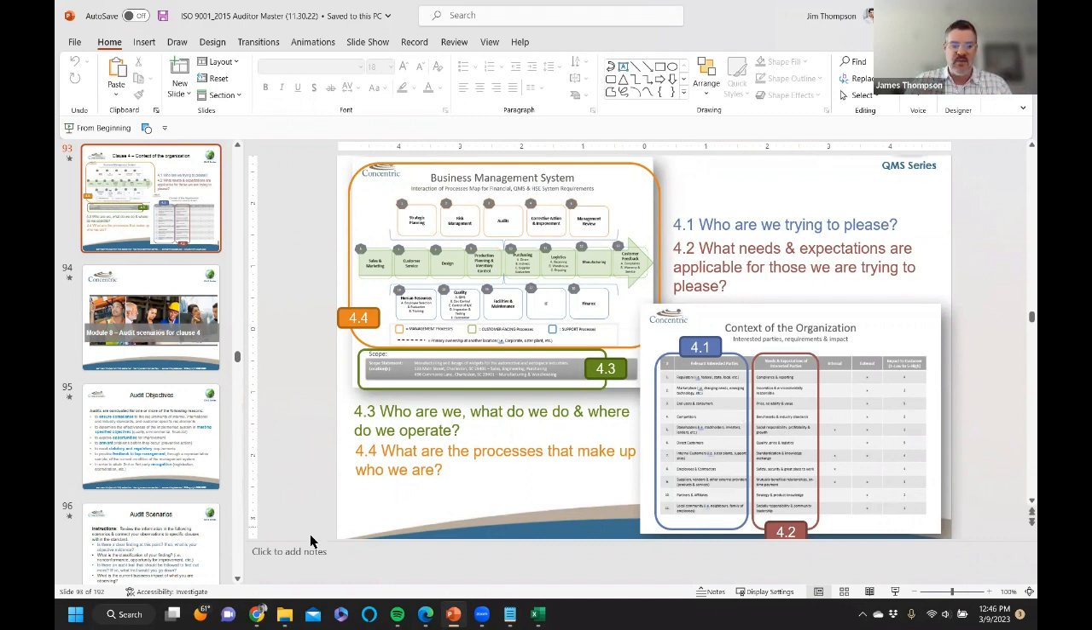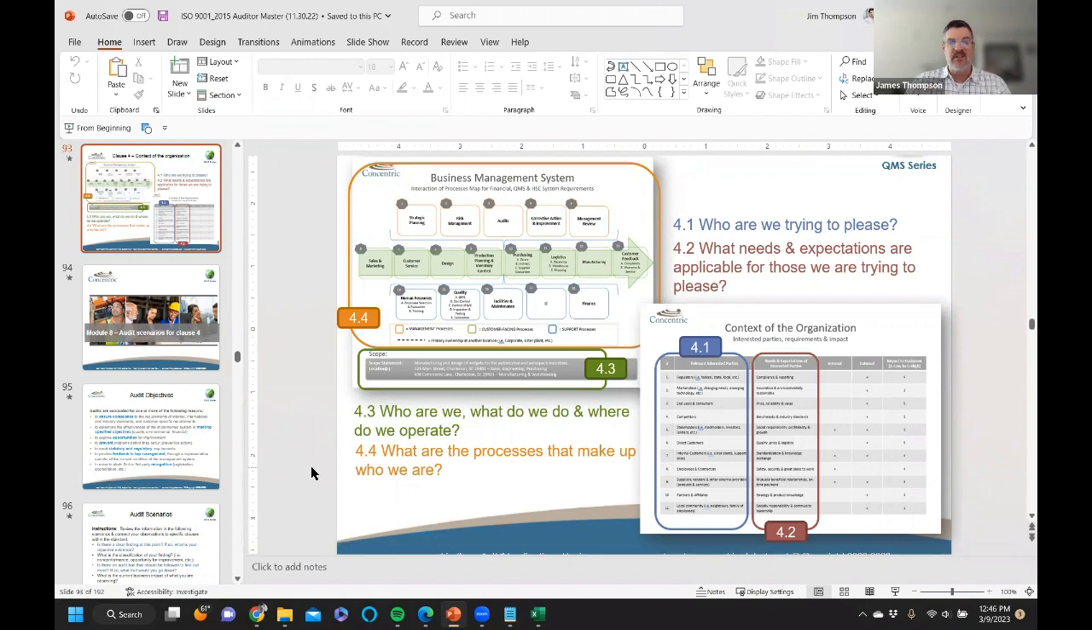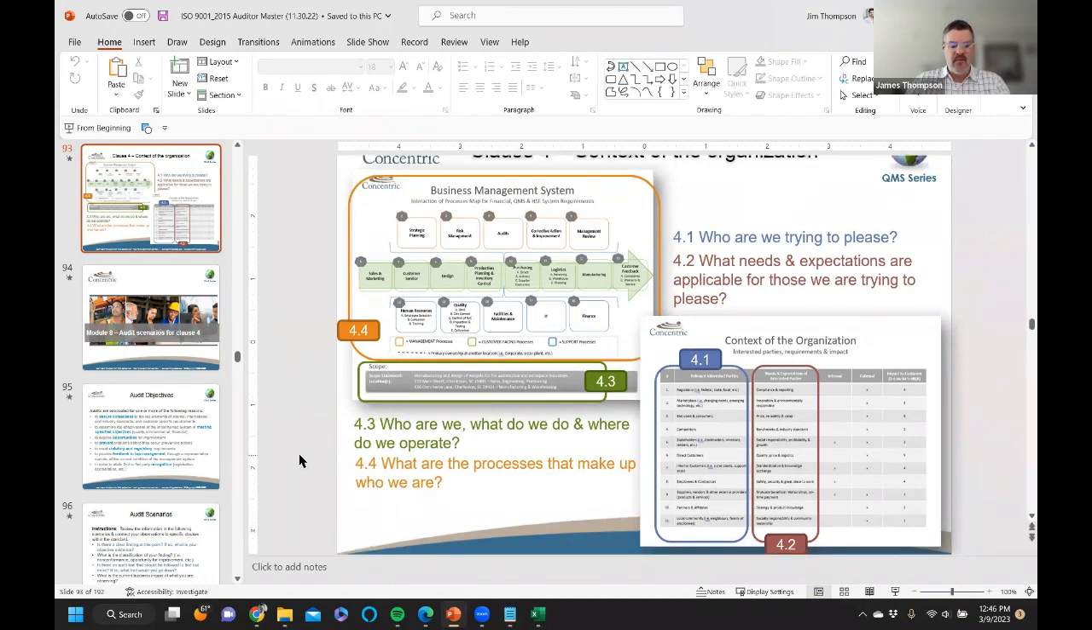So that's really it related to clause 4, and it's a rather short section, pretty concise, and it really mirrors the environmental management system and safety management system almost verbatim between the different standards. So hopefully that was of benefit.